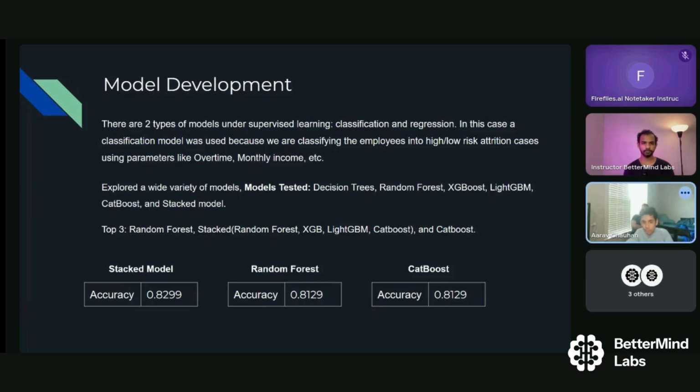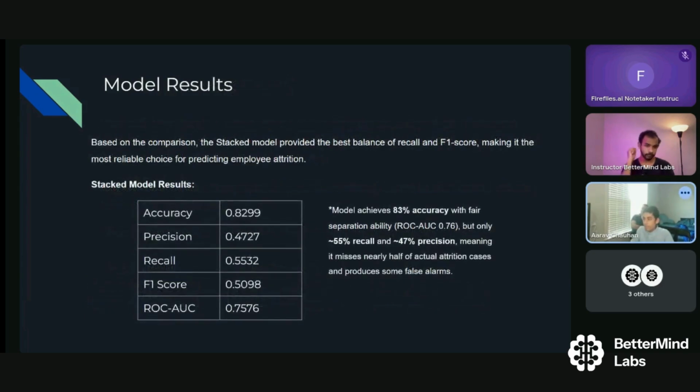Now let's finalize the model with the results. Based on the comparison, we found that the stack model had the best results with about an 83% accuracy, but only a 55% recall and 47% precision, which means it misses half the actual attrition cases and can produce some false alarms.